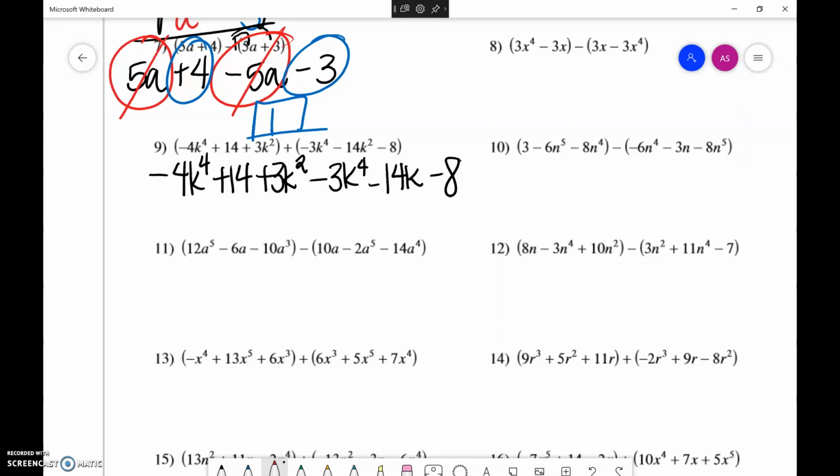Then let's define our like terms. So I'm going to start off with negative 4k to the 4th. And that's going to go with negative 3k to the 4th. So that's going to be negative 7k to the 4th. Okay. It may help to cross out each term after you combine them, just so you know that you're done with it and you don't get confused. Then my next one, I have 2k squared. It's nothing that goes with that, so I'm just going to bring that down.